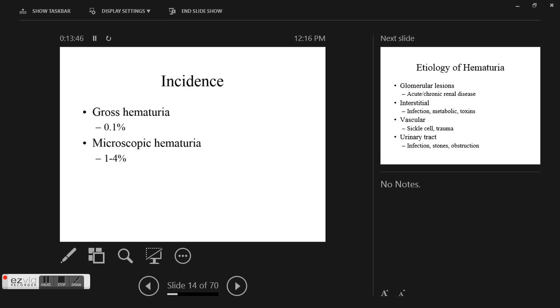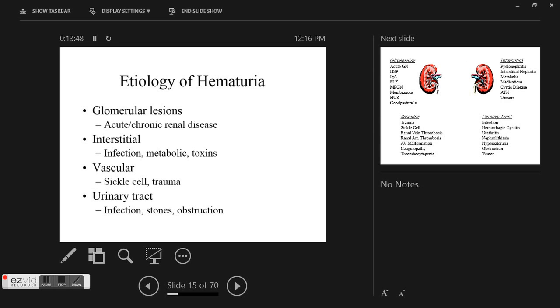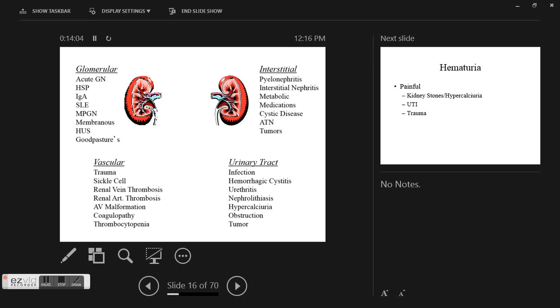There are a couple of different ways to think about hematuria. I'm going to give you two. One, it could be glomerular, as we just talked about. It could be interstitial. It could be vascular in origin, so extra-renal per se, or it could come from the urinary tract. Another way to think about it lists the most common etiologies. I like this slide from a board perspective: it's in the glomeruli, it's in the interstitium, vascular, and then it's in the drainage system. If you think about it this way, it'll help narrow the differential down.